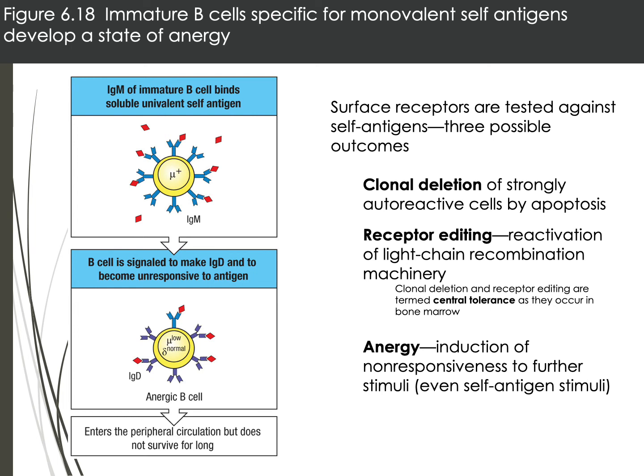Okay, so again, keep in mind when these receptors are tested against self-antigen, there are 3 possible outcomes. The previous figure shows the clonal deletion where the cell goes into apoptosis, and also shows receptor editing. And then the third possibility is anergy, where it just doesn't respond.